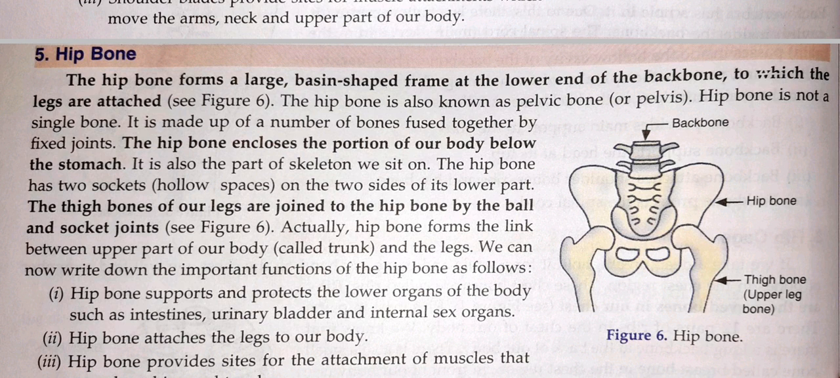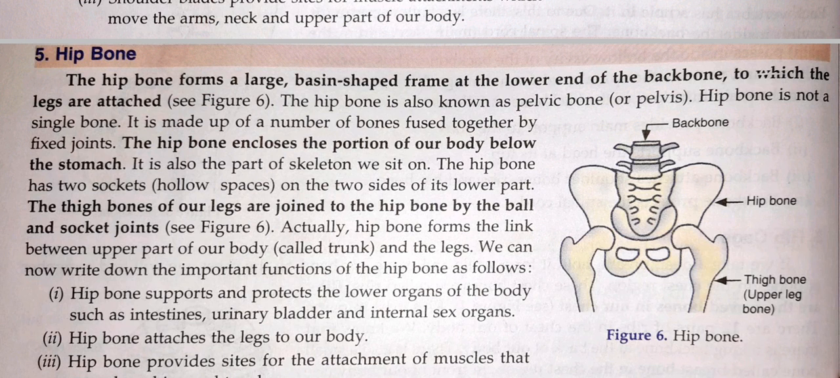Hip bone has two hollow sockets on the two sides of its lower part. The thigh bones of our legs are joined to the hip bone by the ball and socket joint. Actually, hip bone forms the link between the upper part of our body called the trunk and the legs. Trunk means the part of the body excluding head, neck and arms. हेड, नेक और आर्म के सिवा पैरों के ऊपर का जो भाग होता है, it is known as the trunk.